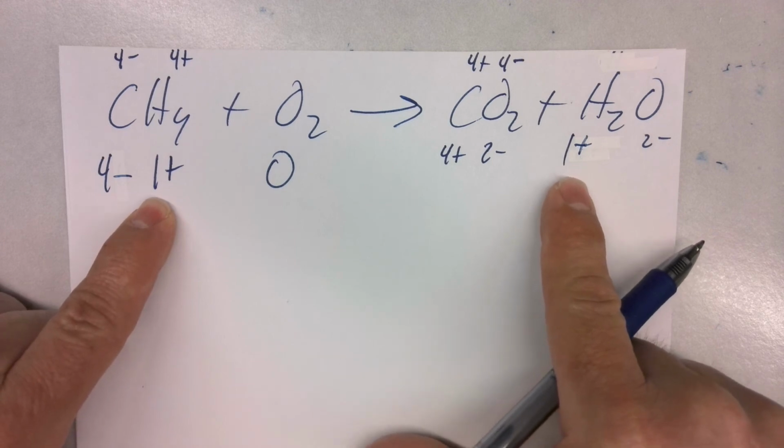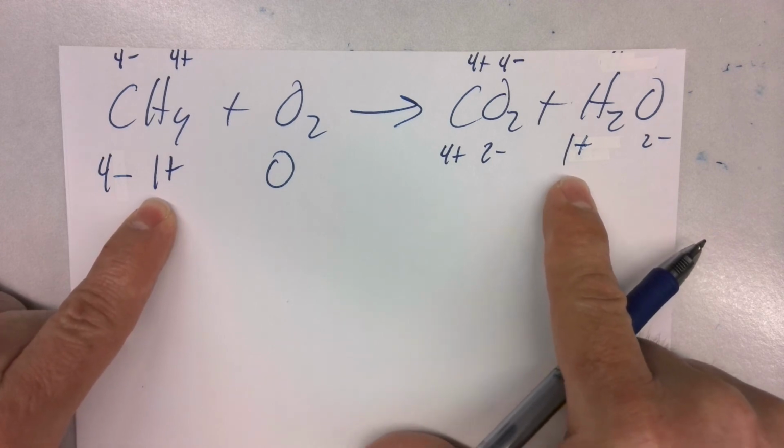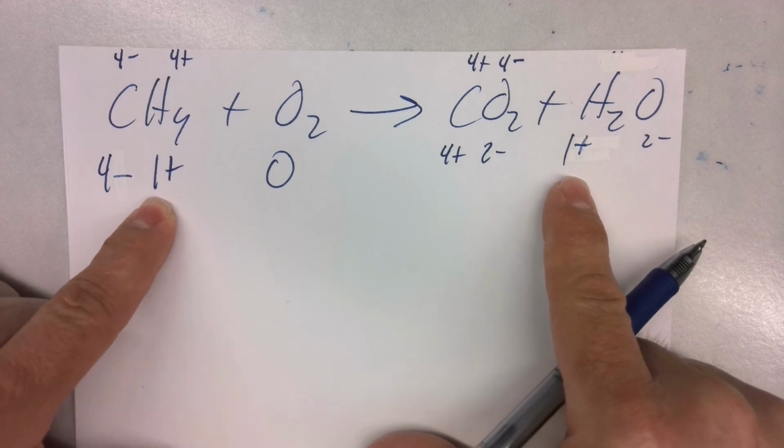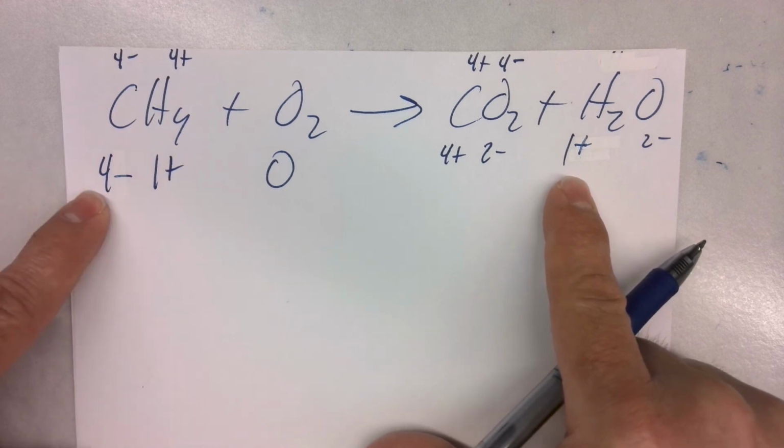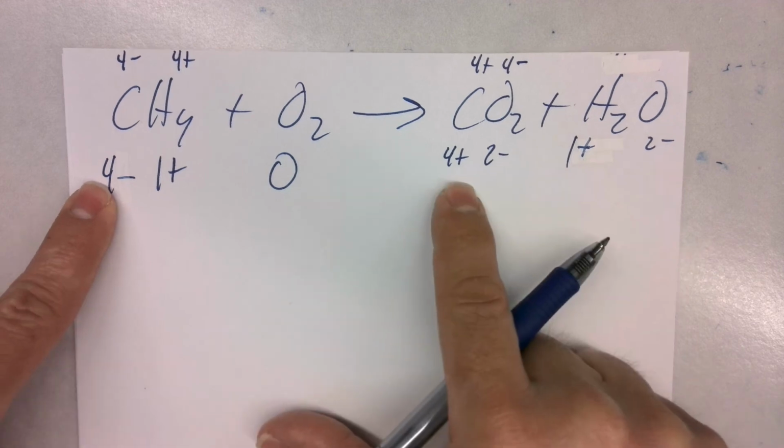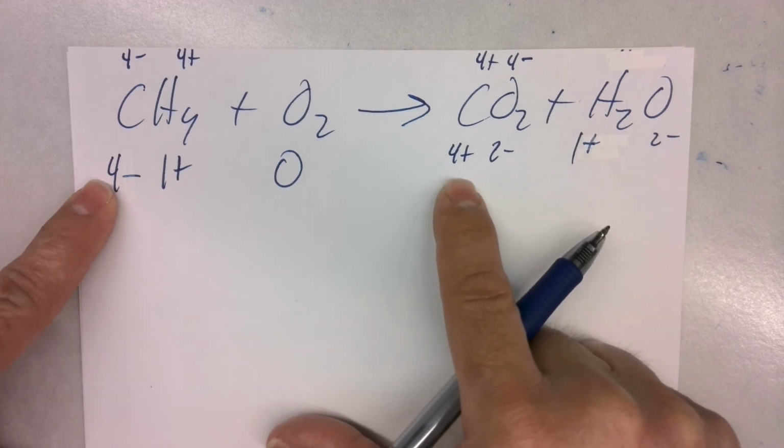It's a spectator ion. Yeah, kind of. It's neither. It's not oxidized or reduced. Okay, my carbon goes from a 4 negative to a 4 positive. So what did it do?